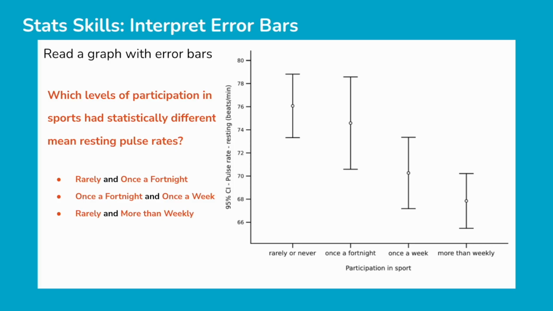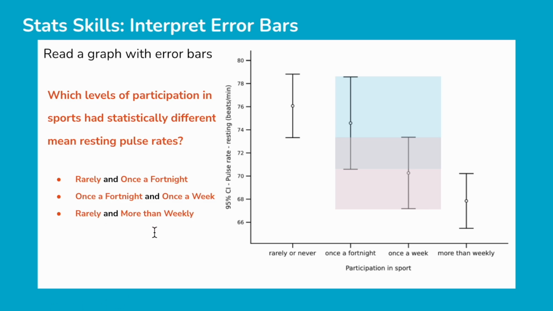So let's look at this question here. Which levels of participation in sports had statistically different mean resting pulse rates? So let's take a look at each of these examples. Let's compare the rarely and once a fortnight group first. We look at the span of these error bars. We want to see if there's any overlap between the rarely group and the once in a fortnight group. So this is the span of the error bars for the rarely group, and we can see that there is overlap between rarely or never and once in a fortnight. So they did not have statistically different mean resting pulse rates. If we compare once in a fortnight and once a week, we can see that there also is overlap between these two groups as well.